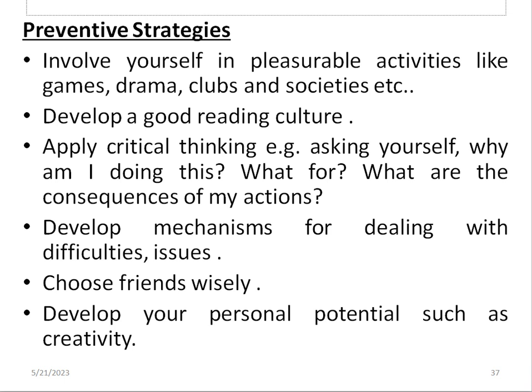Developing mechanisms for dealing with difficult issues, or problem solving, will also help one avoid substance abuse. Sometimes because one has failed to do something, they resort to abusing a certain substance. So we teach them problem solving skills. Problem solving is one of the skills that a mental health nurse should have. You can apply it in depression, and in someone who's experiencing a crisis.